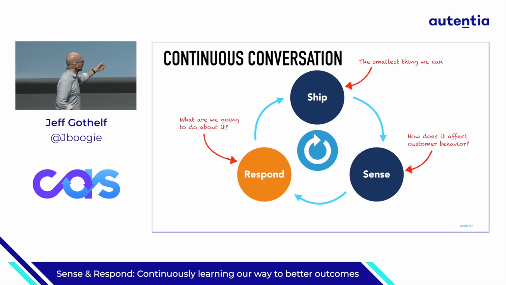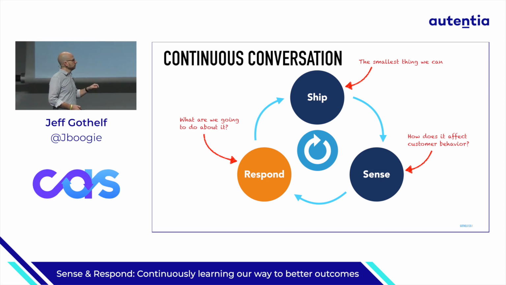We have the ability, because of DevOps and other things, to ship ideas into market quickly, the smallest things that we can. We have the ability to sense how that impacts the behavior of those customers. Did it make them more successful? Did it make them less successful? And then we have the responsibility to respond, right? What are we going to do about that? We just learned that something is good or something is bad. What are we going to do about that? And continuous software allows us to have that conversation as many times as we want.